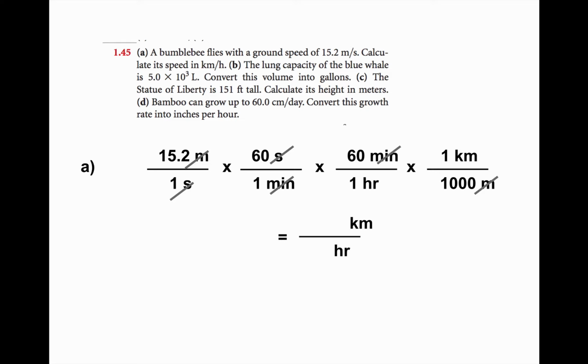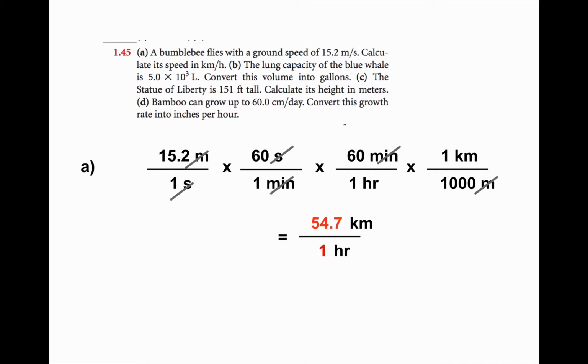Calculation-wise, you just multiply the numerators and divide by the denominators. So 15.2 times 60 times 60 times 1 divided by 1 divided by 1 divided by 1 divided by 1,000 gives me how many kilometers I would have moved in 1 hour. So that's dimensional analysis.